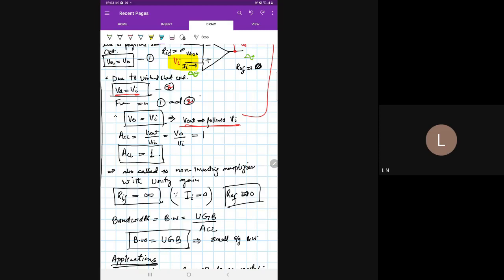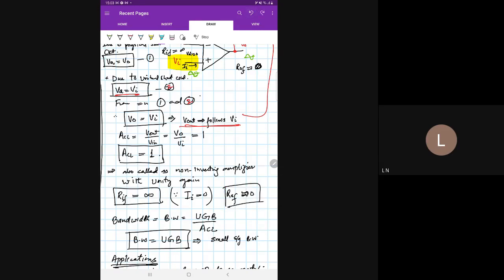And here the input resistance with feedback will be very, very large. Normally, an operational amplifier has very high input resistance, but because of negative feedback, input resistance is nearly infinite. It is very large, and therefore the input current, the current that will flow into the operational amplifier, will be nearly equal to 0. And output resistance with feedback will be very, very small.